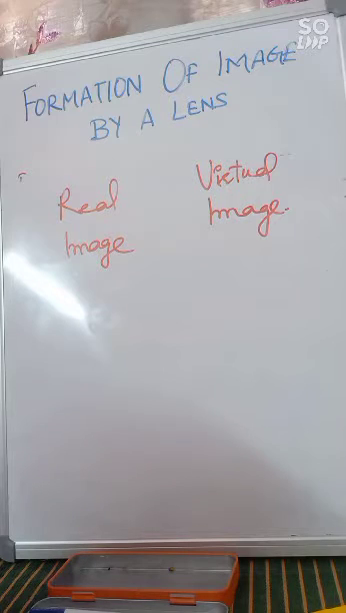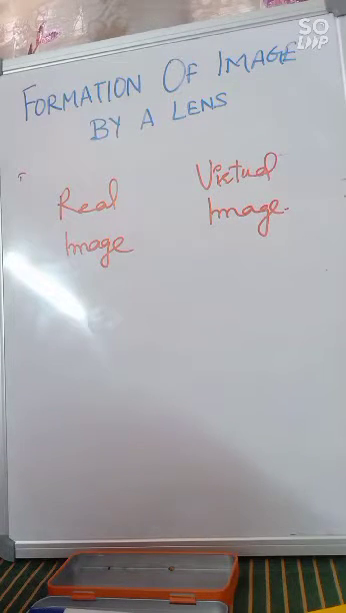In the case of a virtual image, a virtual image is formed when the rays refracted by the lens appear to meet if they are produced backwards, like we saw while talking about the concave lens. A real image can be obtained on a screen, whereas a virtual image cannot be obtained on a screen. A real image is inverted with respect to the object, whereas a virtual image is always erect with respect to the object.